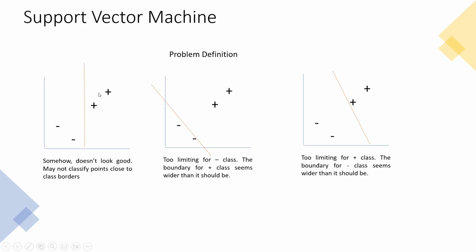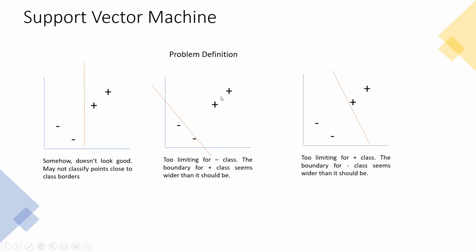This somehow doesn't look okay, right? It may not classify points close to class borders, because as we discussed in the previous examples, if we select something here, for example, then we would expect this point to be inside this class. But since this line is splitting in a way that this part of the line is pluses and this part of the line is minuses, if we select something here, that's going to be minus, but that's obviously a plus.